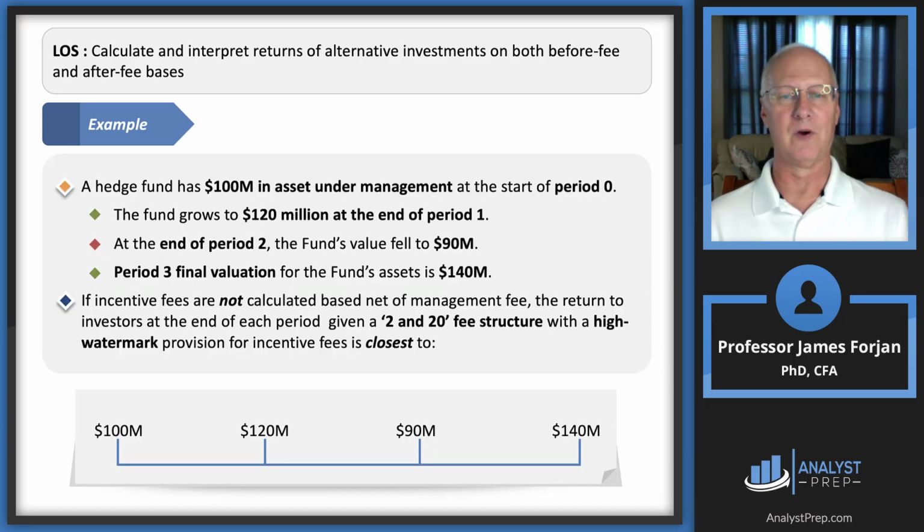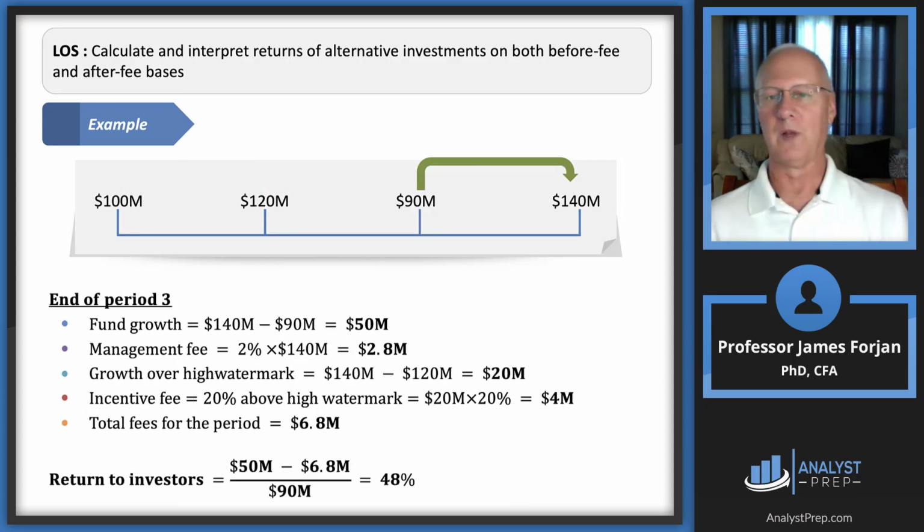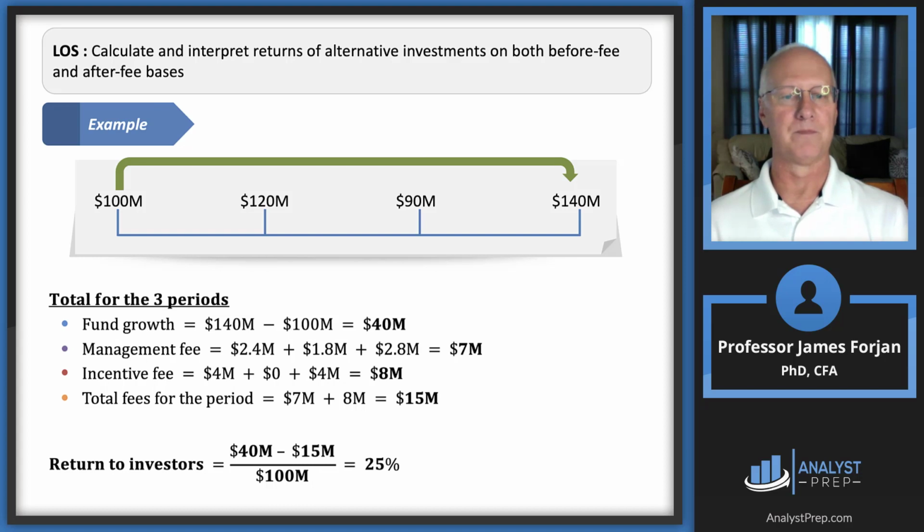Let me go back here real quick. So there's the 2 and 20 fee structure. So 20% of that 20 million is 4 million. So if you sum those, we get 6.8 million. So we go from 90 to 140, that's 50 million, but we paid 6.8 million in fees over the 90 million. So there's a 48% return during year 3.